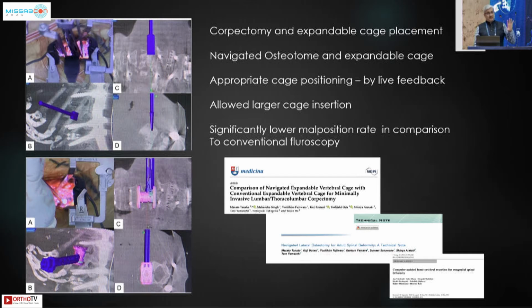Also, when we try to put a cage after a corpectomy, we can put a larger and appropriately sized cage with a significantly lower rate of malposition.